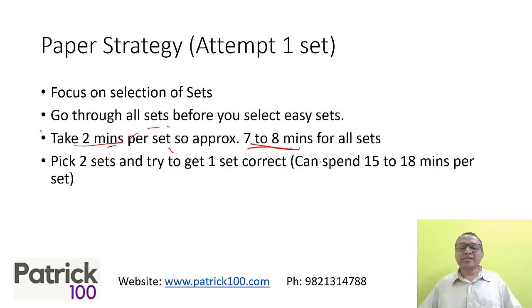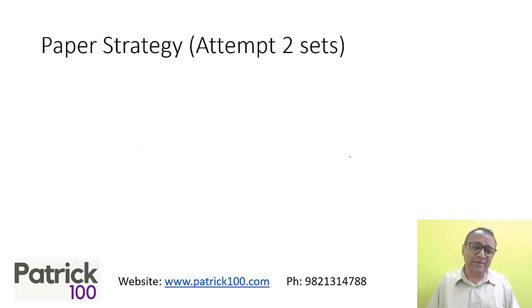So you can spend around 15 to 18 minutes. I'll take 7 to 8 minutes, then spend maybe 12, 13 minutes on the next set. If I don't get the set, I'll go to a third set and spend 20 minutes to try to get it. So in the 2 sets you've taken, try to get 1 set as far as possible. It's not necessary that whatever set you pick up is an easy set; there's a chance you pick up a set that could be tough. Therefore, I normally recommend picking up 2 sets. This is a strategy for attempting 1 set.